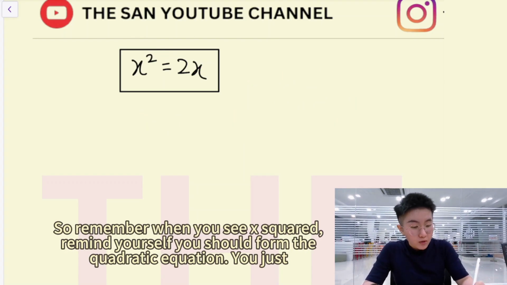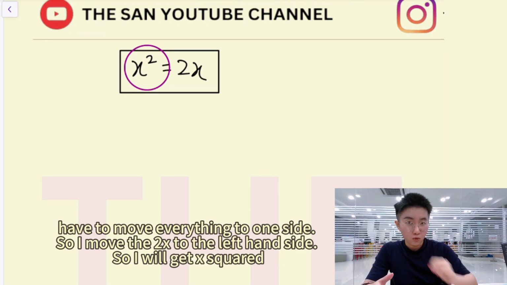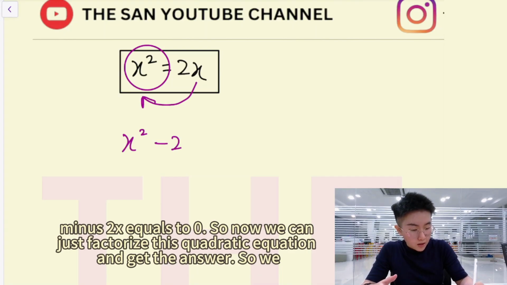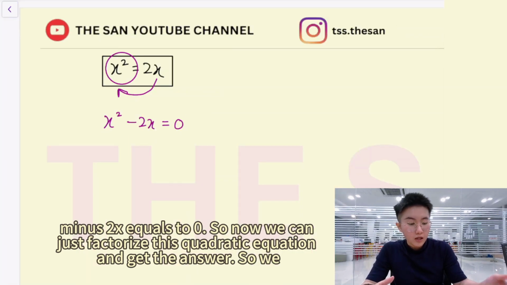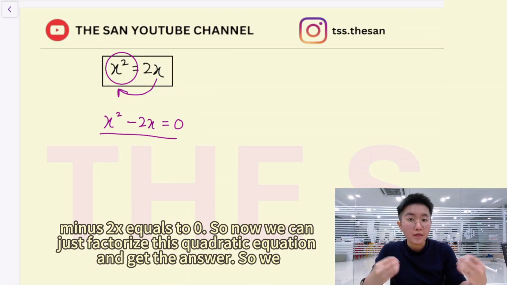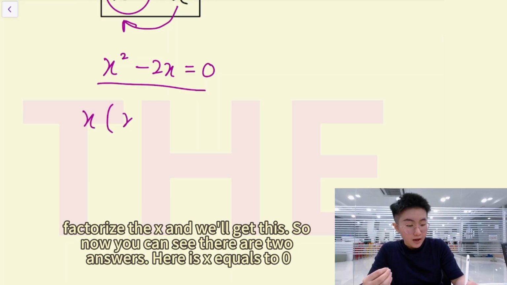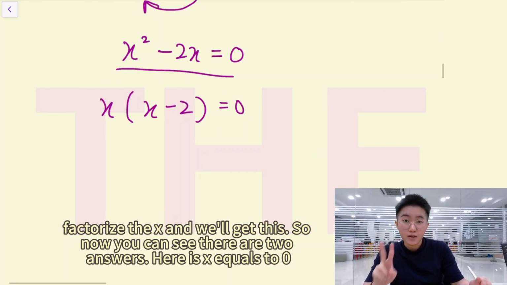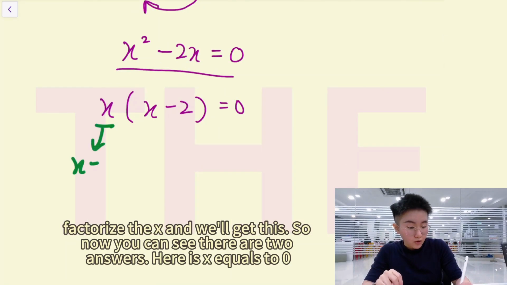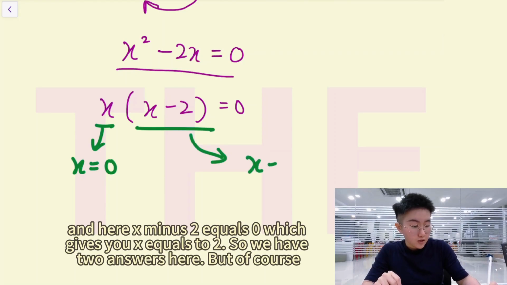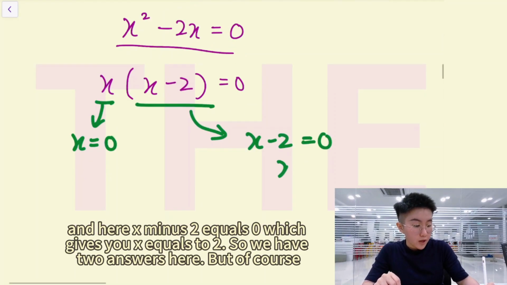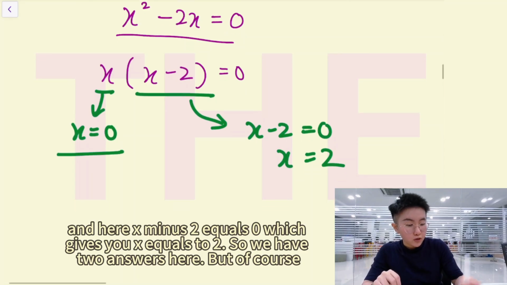So remember, when you see x squared, remind yourself you should form the quadratic equation. You just have to move everything to one side. So I move the 2x to the left hand side, so I will get x squared minus 2x equals 0. So now we can just factorize this quadratic equation and get the answer. So we factorize the x and we'll get this. So now you can see there are 2 answers. Here is x equals 0 and here x minus 2 equals 0, which gives you x equals 2. So we have 2 answers here.